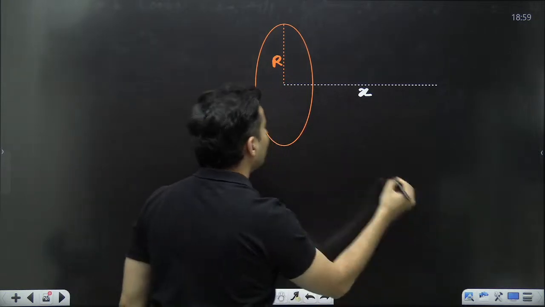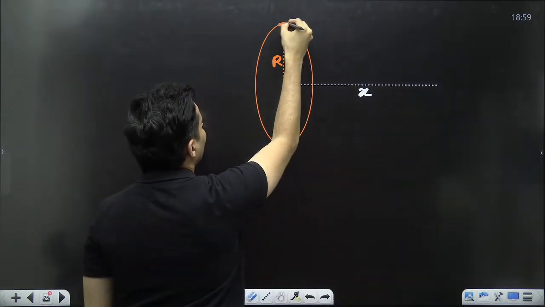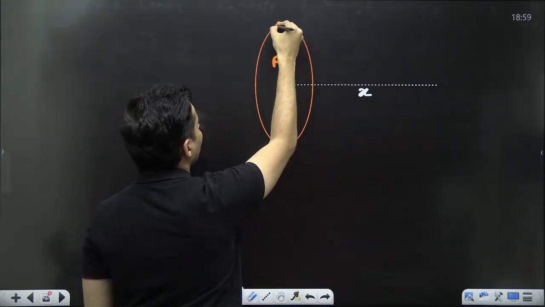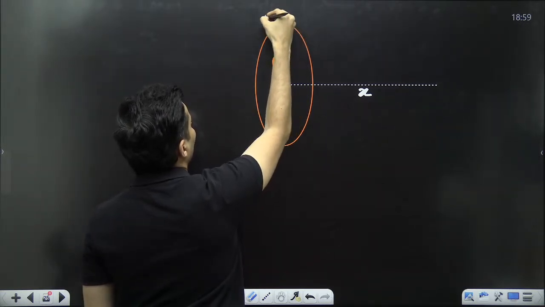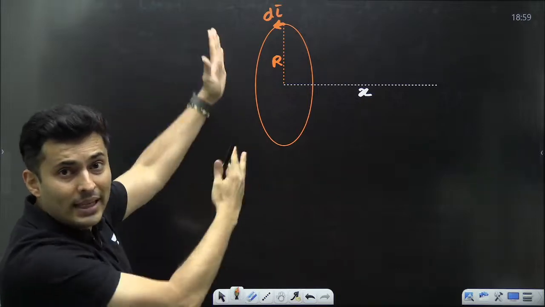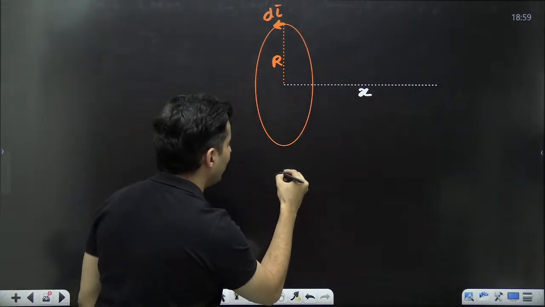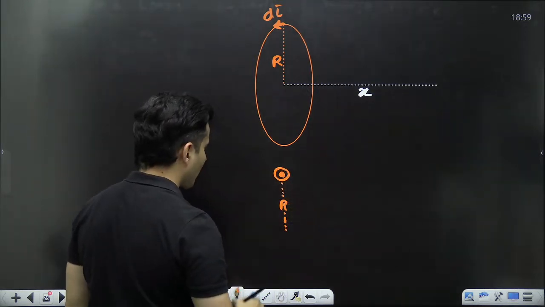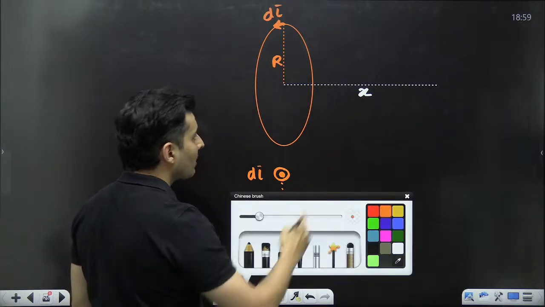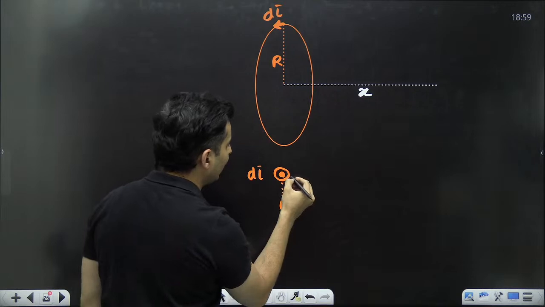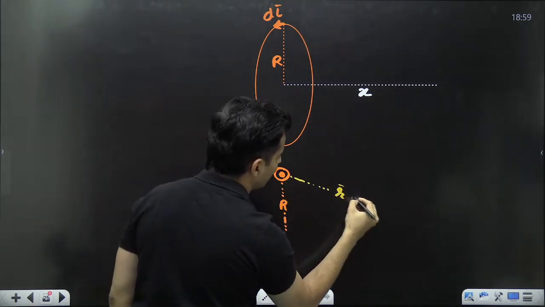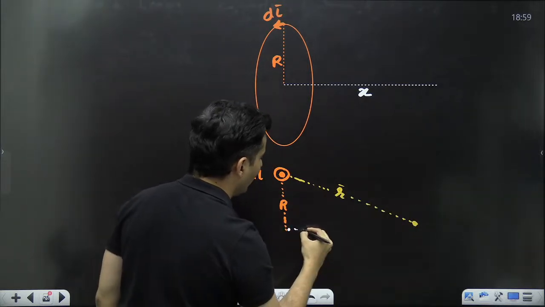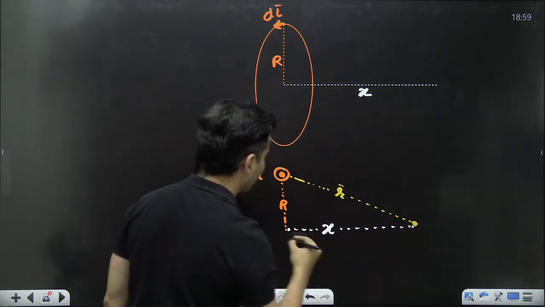So how to go about it is basically take a small element of current over here. Okay, there is a small element of current over here. This is dl. If you actually think about it, dl is coming towards you. So if dl is coming towards you, at that particular point, if you want to find the field, that means this will be your position vector. This will be your position vector to find the magnetic field at this point, which is situated at a distance of x from the center.